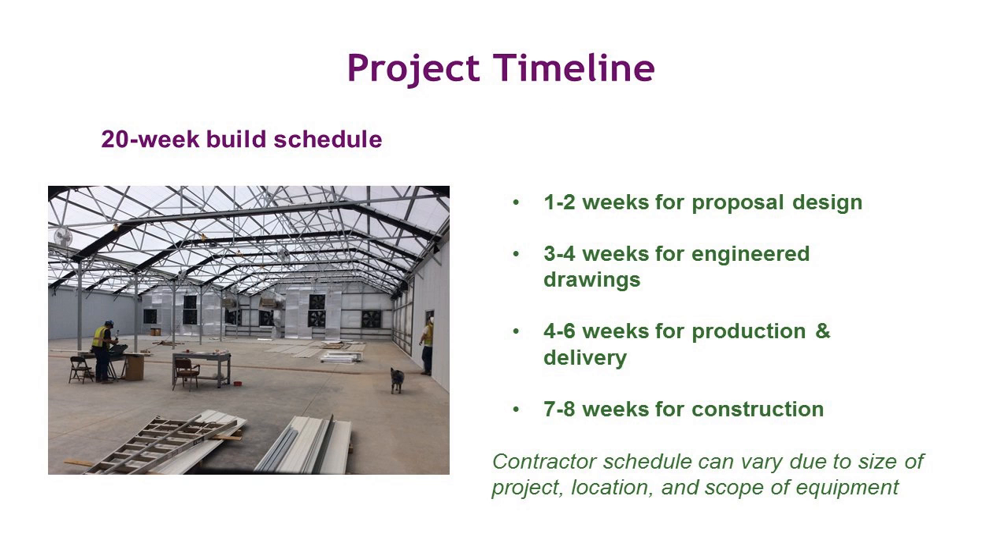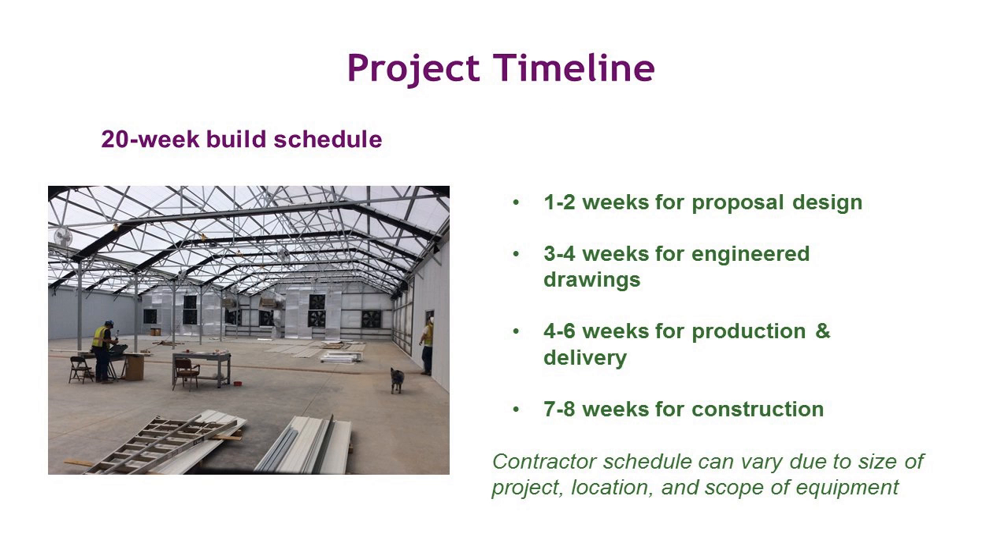Then we've got about 3 to 4 weeks for the engineer drawings. We've touched on that, but basically you commission our engineer drawings. They draw the plans. That's what you need to take to your building department for your approval. It's also what you need for bidding your project as well as building your project. So that's usually a 3 to 4 week process.